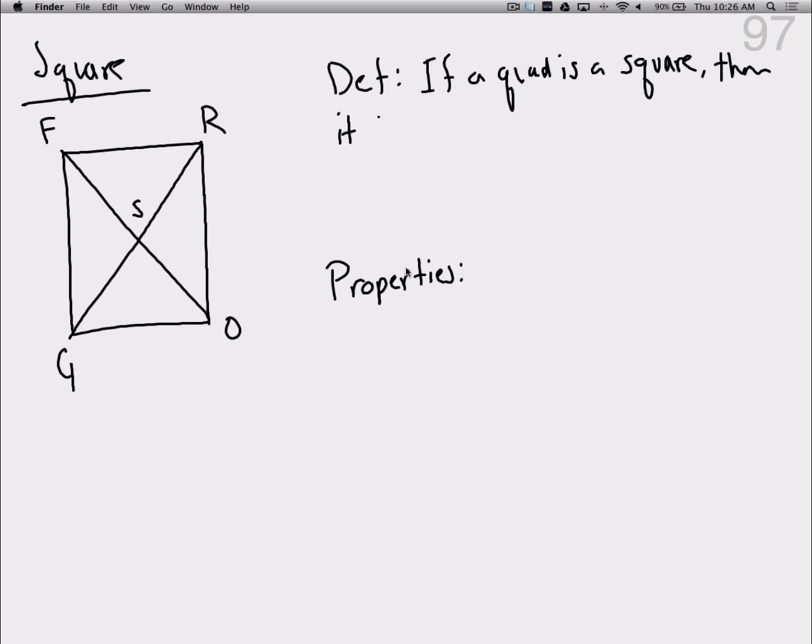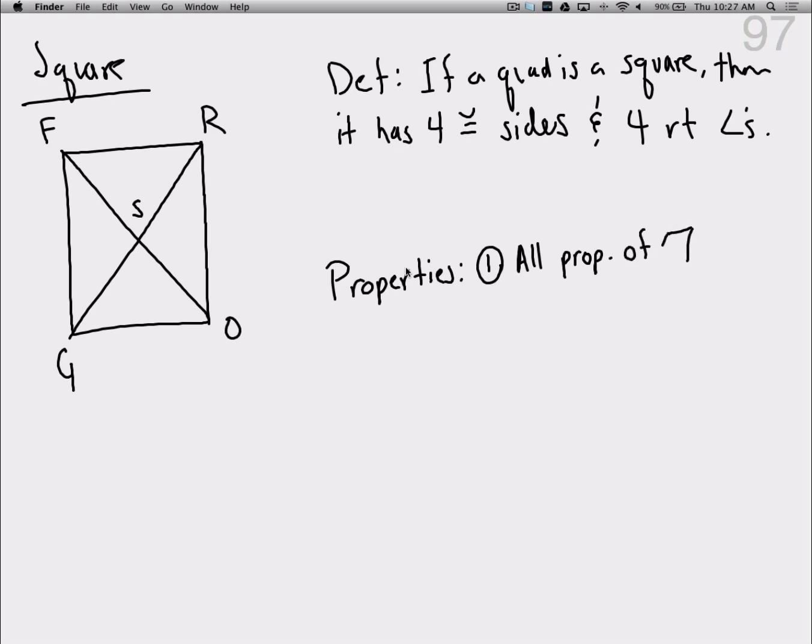Then it has 4 congruent sides, which means it's what? Parallelogram. Which means it's what? Rhombus. And 4 right angles, which means it's a rectangle. Is a rhombus a rectangle? Sometimes. When is a rhombus a rectangle? When it's a square. Good. Properties. Well, it's a parallelogram, so all properties of parallelograms apply.